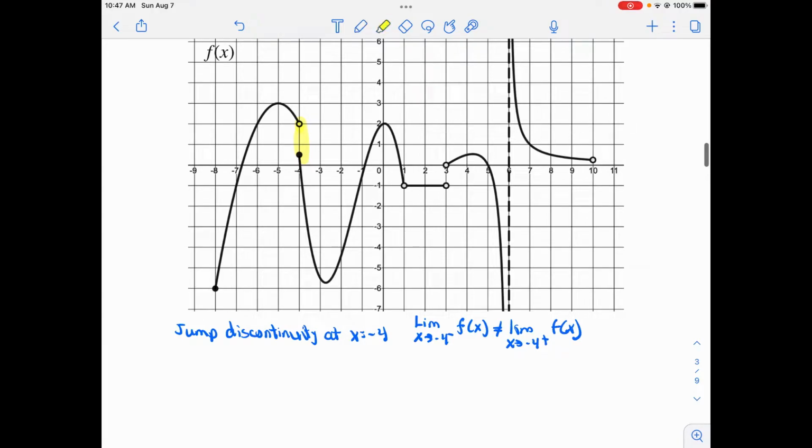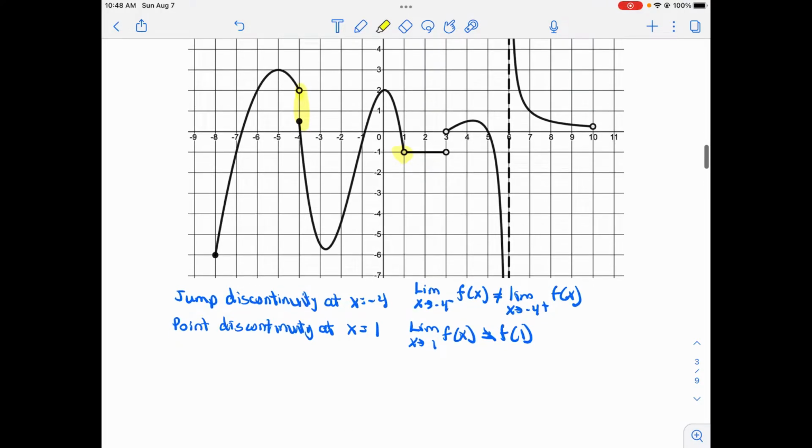All right, next point of discontinuity is at x equals 1. Here we have removable or point discontinuity, whichever one you want to call it. And how do we know we have point discontinuity? Well, the limit as x approaches 1 of f of x exists. It happens to be -1, but that is not equal to our function value at 1, because the function value at 1 is undefined.